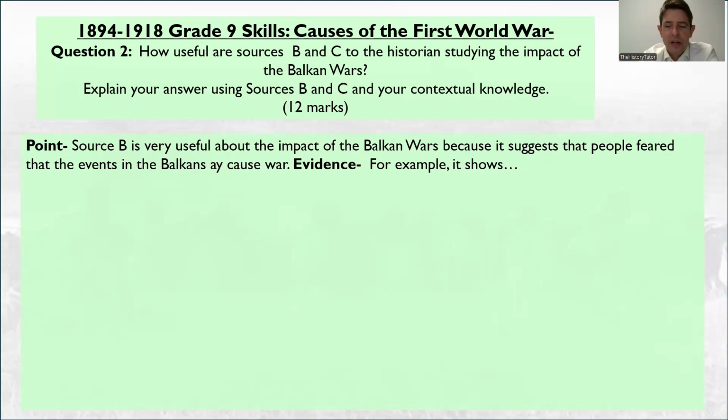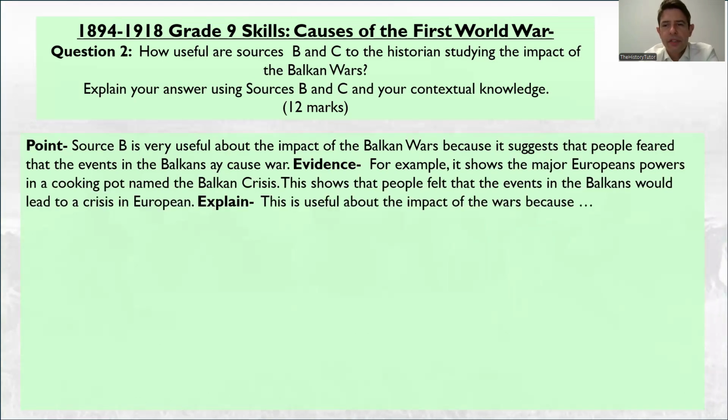Okay, so here's my example. So, for example, it shows the major European powers in a cooking pot named the Balkan Crisis. This shows that people felt the events of the Balkans would lead to a crisis in European affairs. This is useful about the impact of the wars because, so now explain about the wars and their impact. How could they unravel the alliances and how could they cause problems? What is the relationship between things? Try and explain the impact now. Over to you again. A couple of sentences of knowledge and impact.